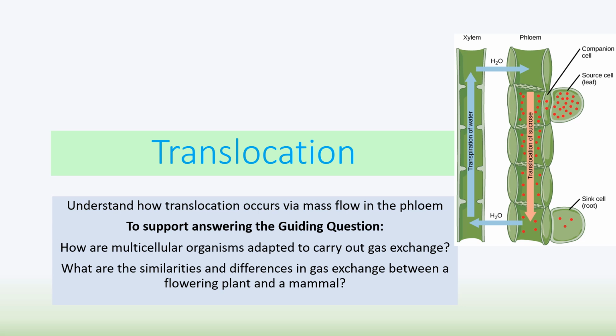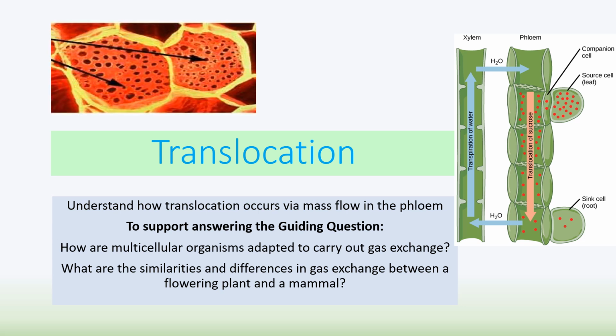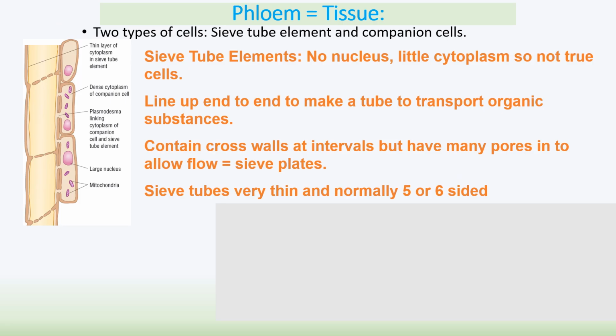Translocation is the movement of sugars or products of photosynthesis, or sucrose to be precise, up and down the plant from sources to sinks, and it occurs via the tissue of the phloem. The phloem is a tissue because it's made up of two cell types. They are sieve tube elements, which are the tubes that the sugars transport through. They have no nucleus and very, very little cytoplasm, so sometimes are not called true cells.